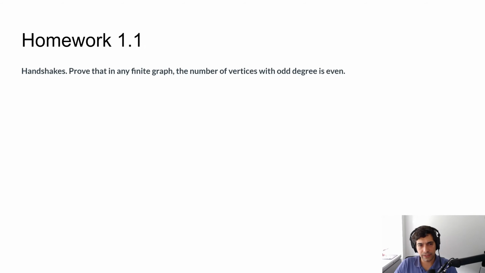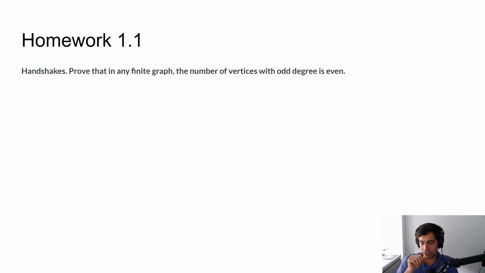For homework, we worked on problem 1.1 from our textbook, and the question was: prove that in any finite graph, the number of vertices with odd degree is even. So this is a graph theory problem, and we're going to walk through one way of solving this problem.